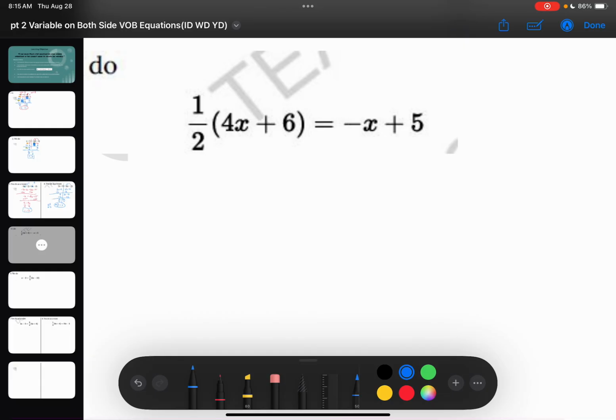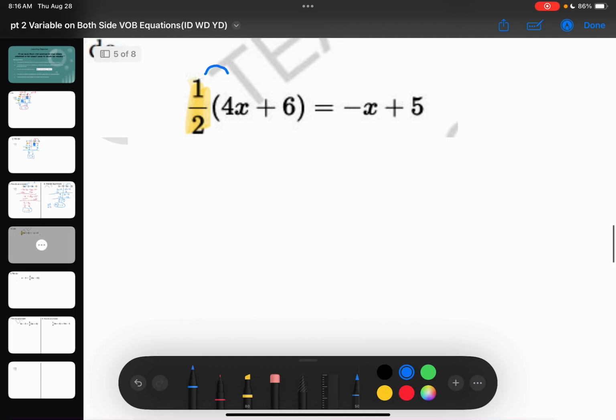Now as we get to this set, 1/2 times 4x plus 6 equals negative x plus 5. I'll give you a couple seconds to write that down. But we've got some options here, and it kind of depends on the problem. I've got this half, right? The first thing that makes sense is probably to distribute through the parentheses. In this case, that's not bad because I just need to take half of 4, which is 2, and half of 6, which is 3.